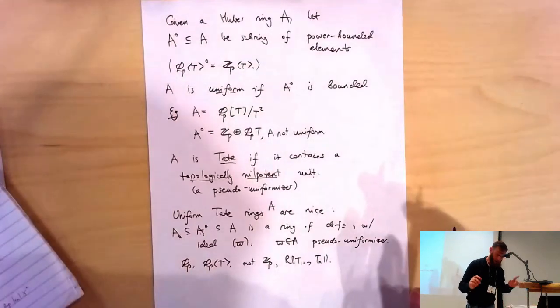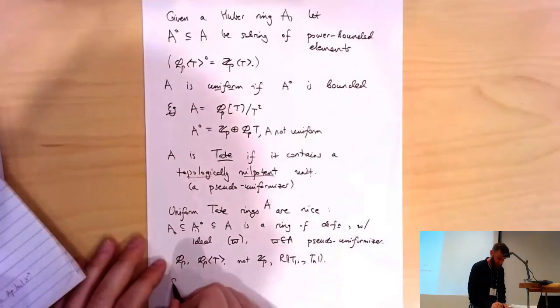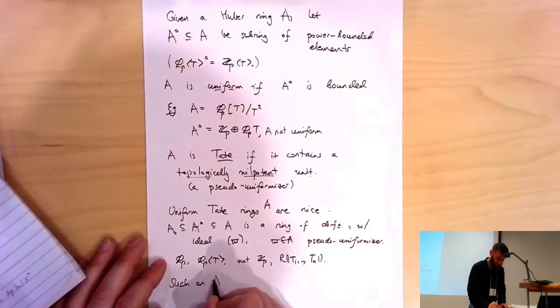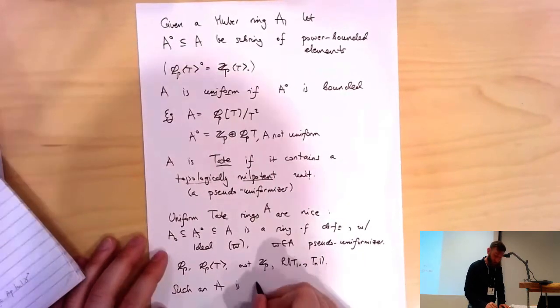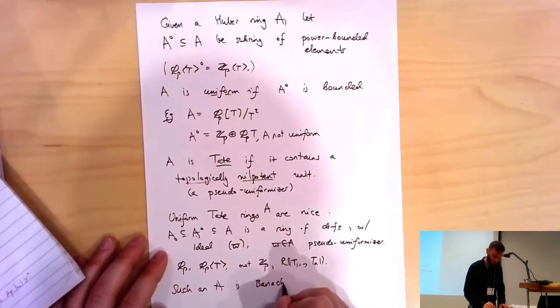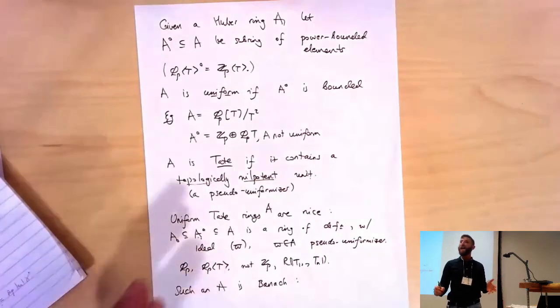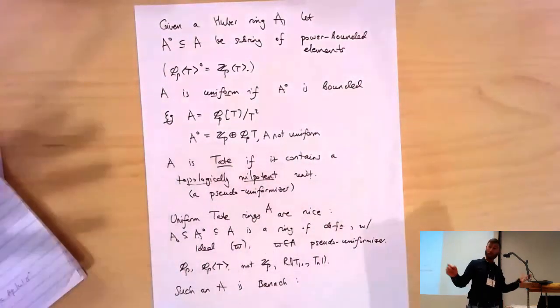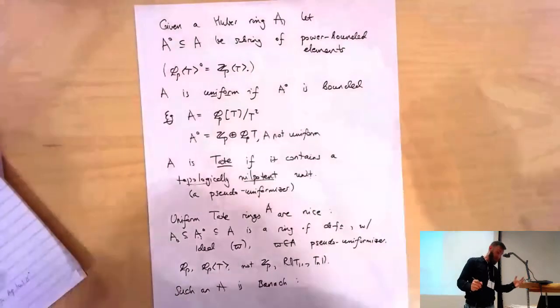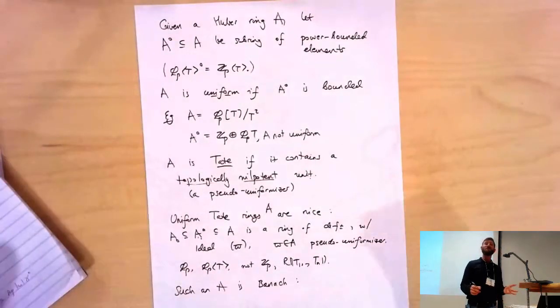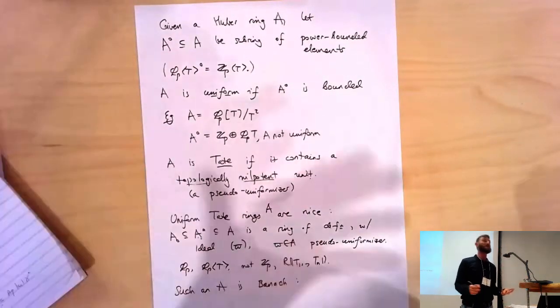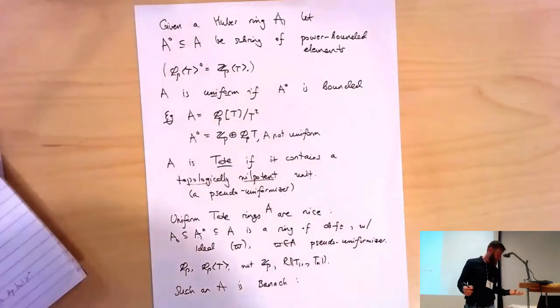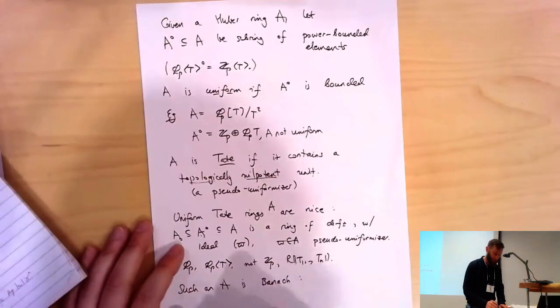And, oh yeah. Such an A is going to have the structure of a Banach algebra. So the topology on A is generated by this nice norm, if you are uniform and Tate. So some of your intuitions, if you've ever studied Banach algebras, can come into play. Where does this Banach algebra come from? So where does the norm come from?